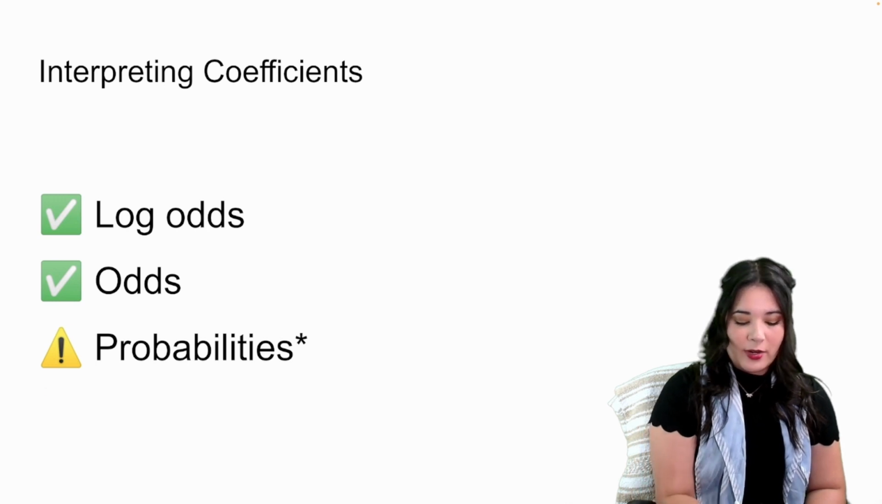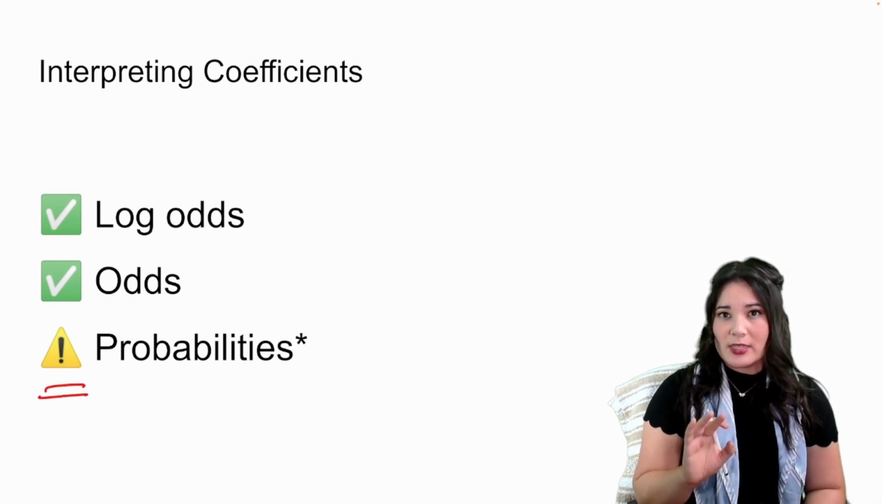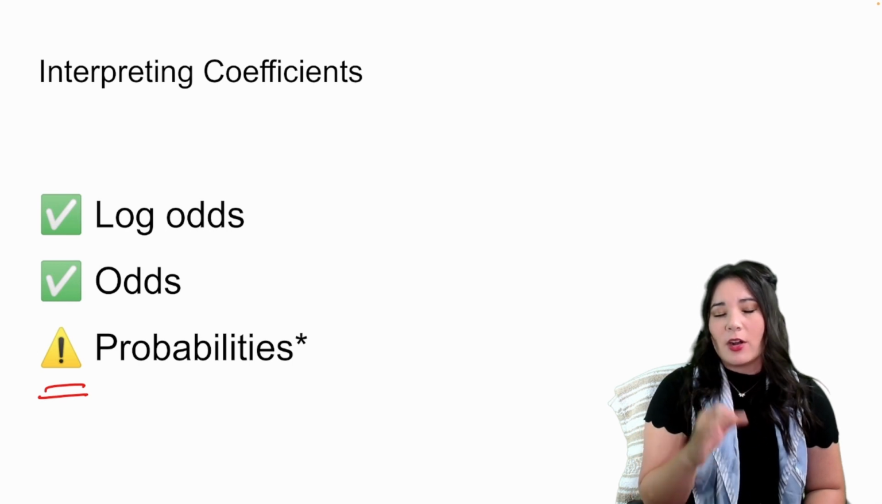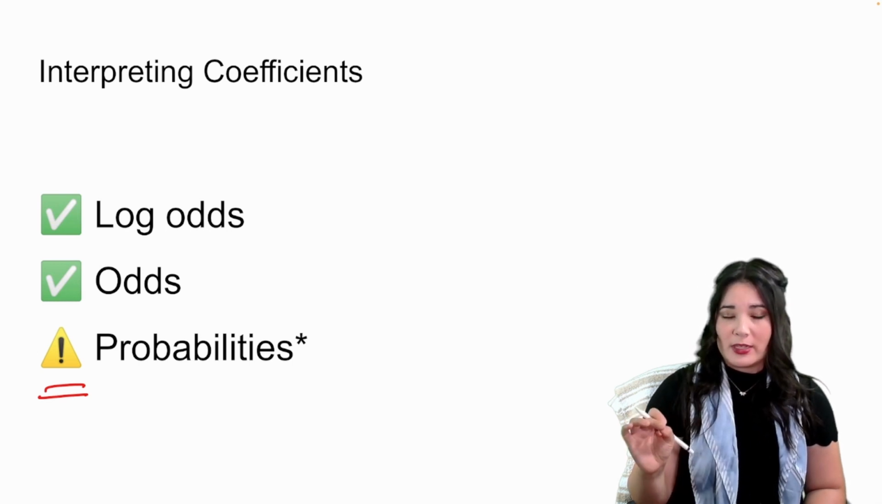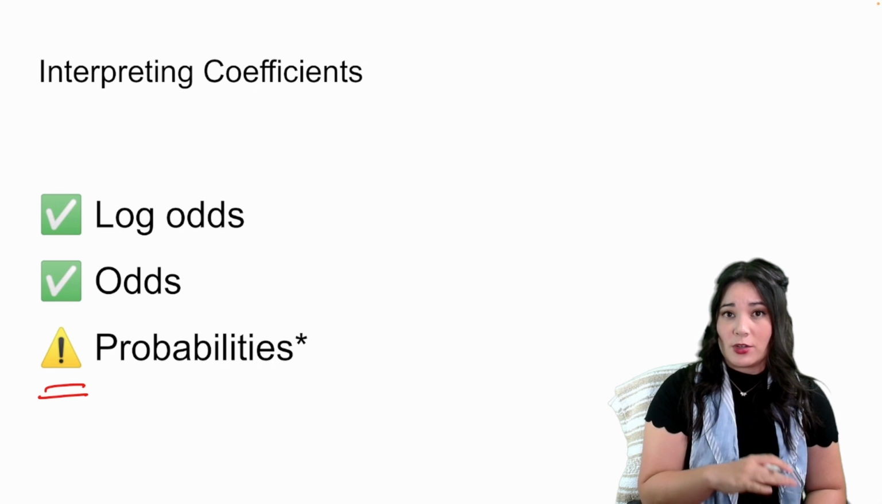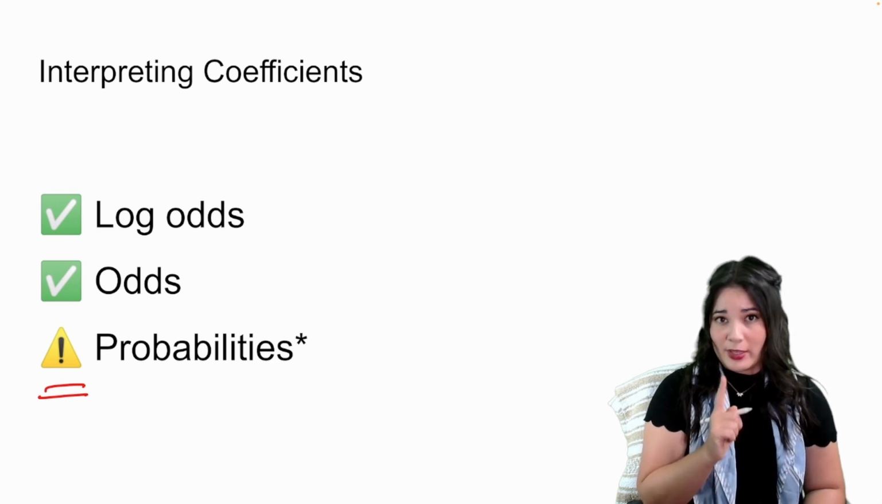Last but not least, you might notice this caution sign here. I just want to say we're not going to go over it here. There are some ways that you can use probability to present the results of your logistic regression, but coefficients is not the place that you can do that.